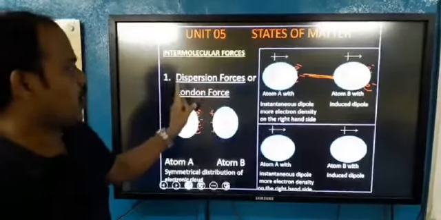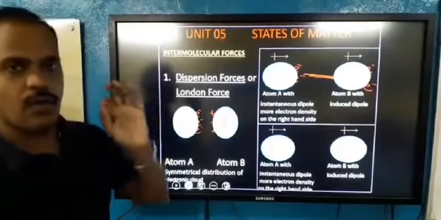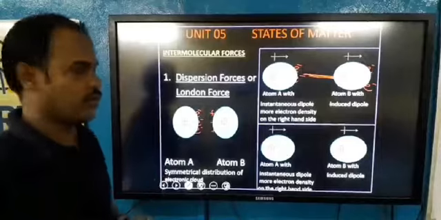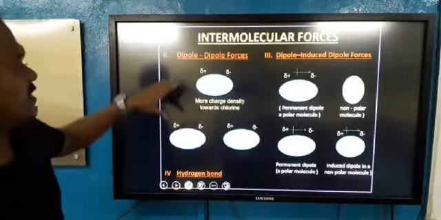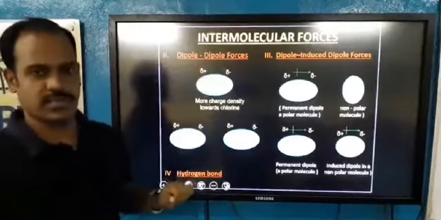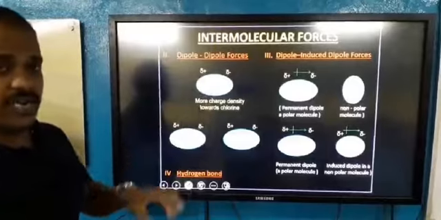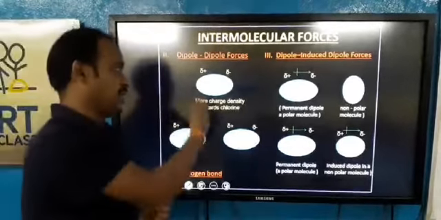dispersion force or London force. It operates between non-polar molecules, like CO2. Then the next type of force is the dipole-dipole force. This dipole-dipole force exists between polar molecules. Polar molecules, I have told you the example of HCl.